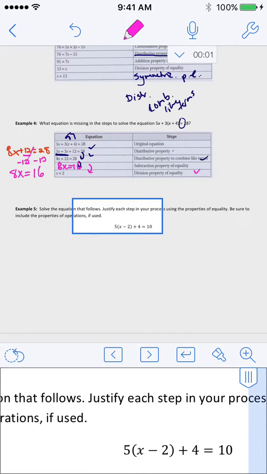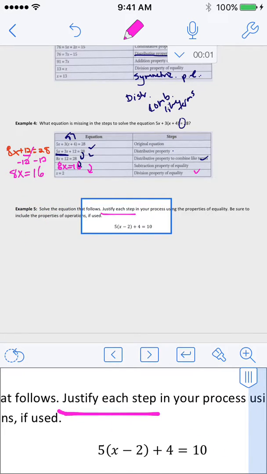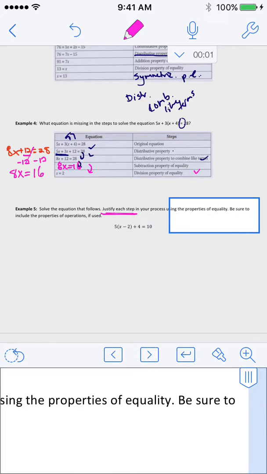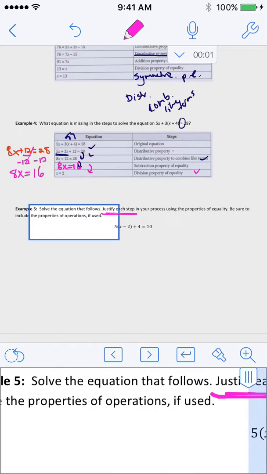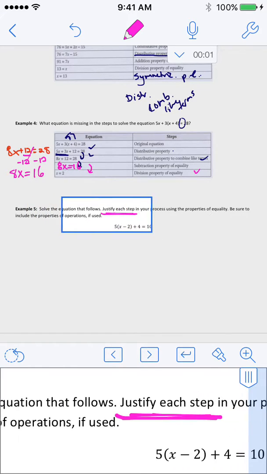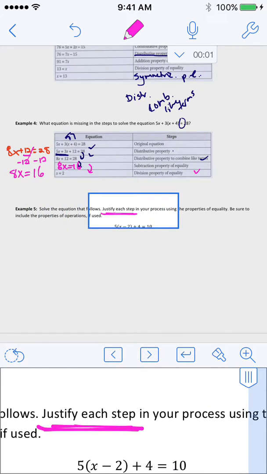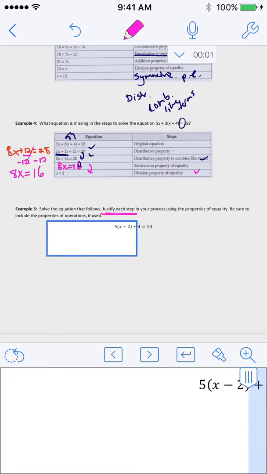Solve the equation that follows. Justify each step in your process. We talked about what that meant, of using the properties of equality. Be sure to include the properties of operations if used, right? So be sure to use the operation ones, or the addition, subtraction, multiplication, division. Be sure to use anything you use. So I want you to set up that same table.